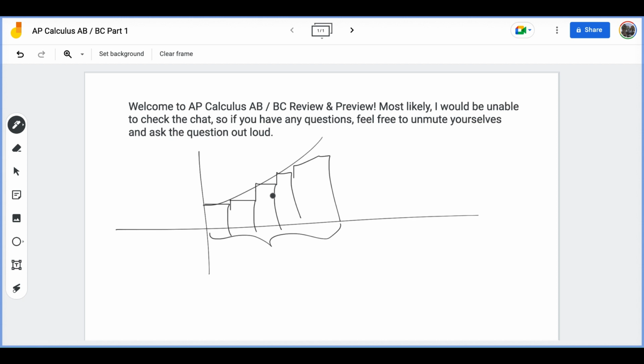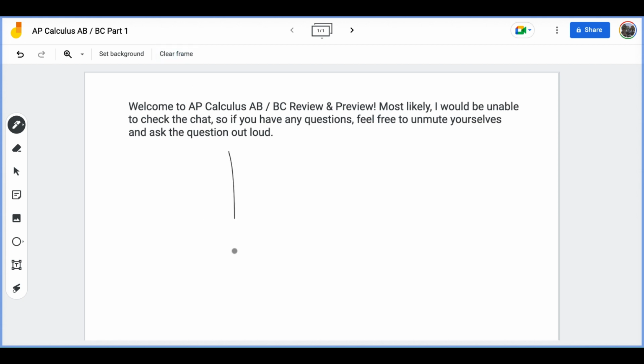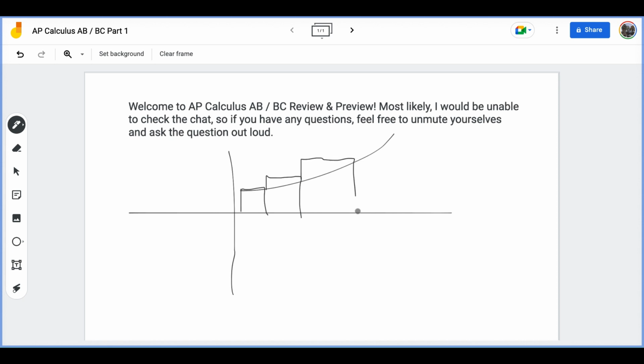LRAM is left rectangle, so left endpoint. That means that the left endpoint of the rectangle must touch the graph, so it's going to be going over. So the key difference between these two is the different endpoints that touch the graph, which causes RRAM to be an underestimate for graphs like these, and LRAM to be an overestimate for graphs like these.